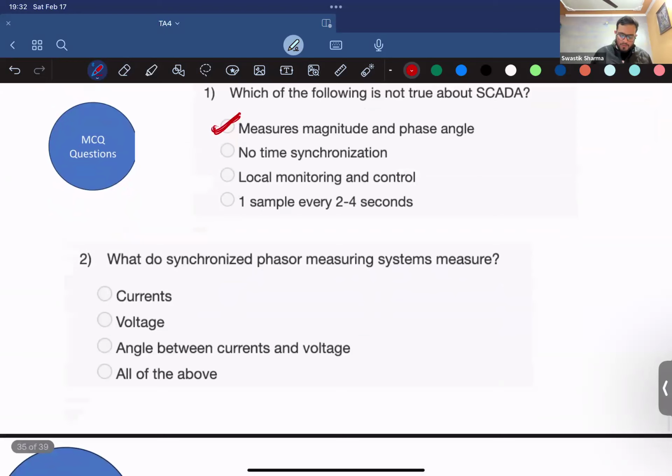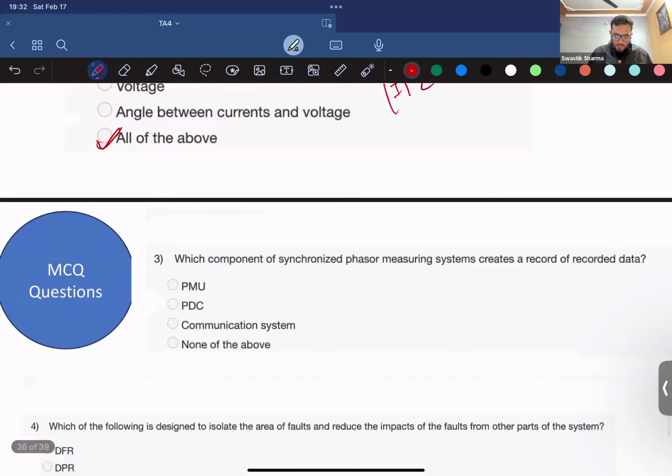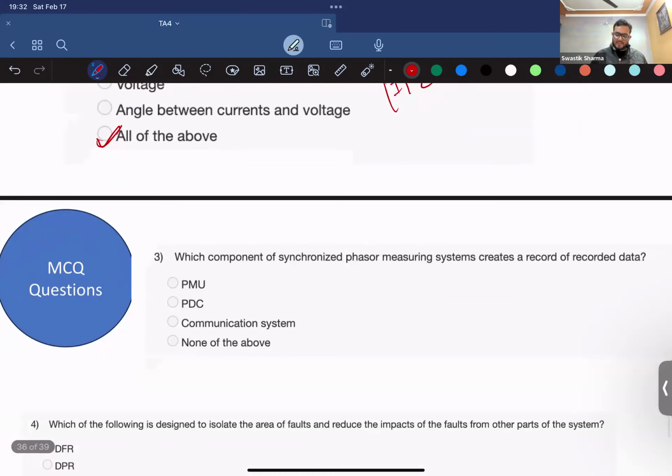Second question: what do synchronized phasor measuring unit systems measure? All of the above. Yes, it's all of the above. They measure voltage magnitude as well as phase angle, current magnitude as well as phase angle. Which component of synchronized phasor measuring systems creates a record of recorded data?